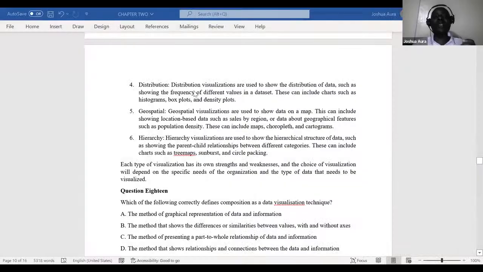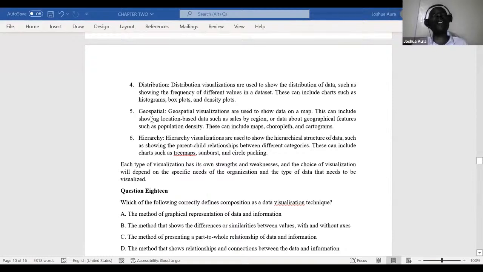When we talk about distribution visualizations, they are used to show the distribution of data, such as the frequency of different values in a data set. This includes charts such as histograms, box plots, and density plots.